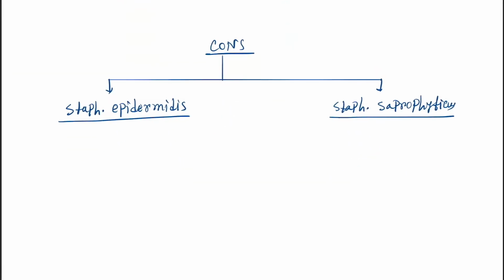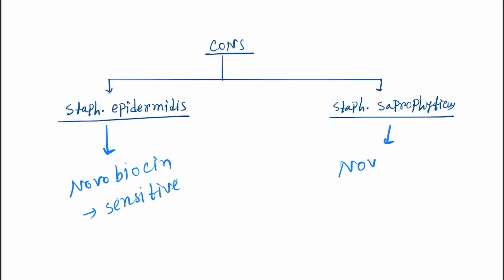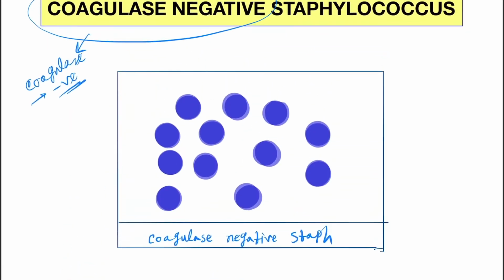Okay, so there are two species, Staphylococcus epidermidis and Staphylococcus saprophyticus. So now how can you differentiate between these? So epidermidis will be novobiocin sensitive, okay, and here it is novobiocin resistant.